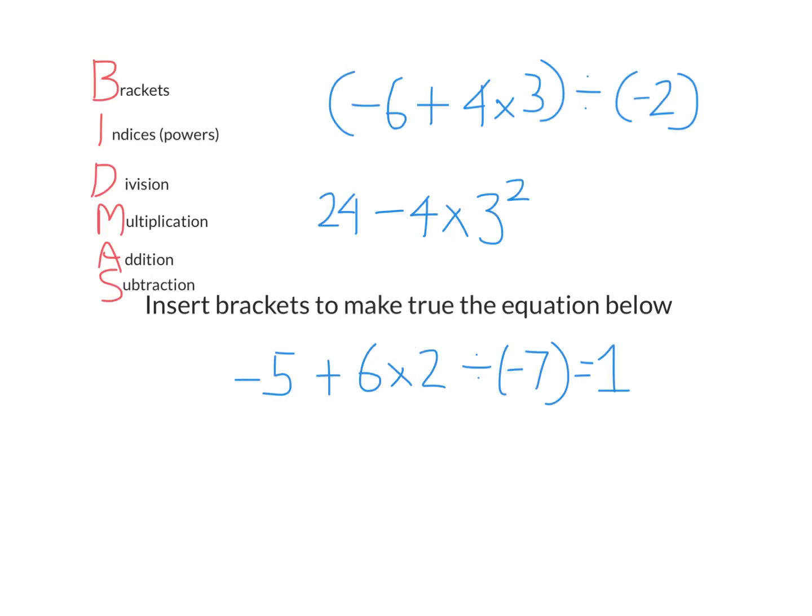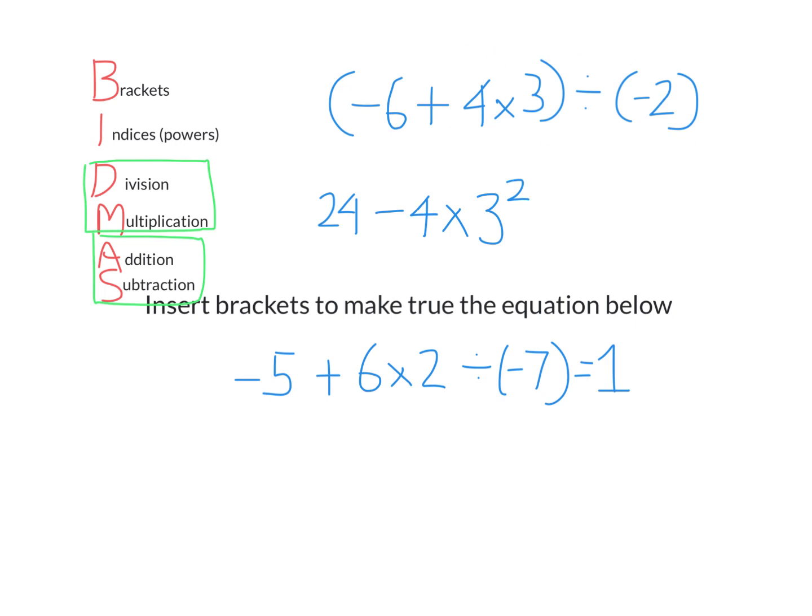So our order of operations, we do anything in the brackets first, then we do powers. Then remember, division and multiplication, they're sort of the same rank. We do whichever comes first from left to right. And then we do addition and subtraction last. Again, these are the same rank. You do whichever comes first from left to right. So let's apply this to these two questions here. So let's start with this one.